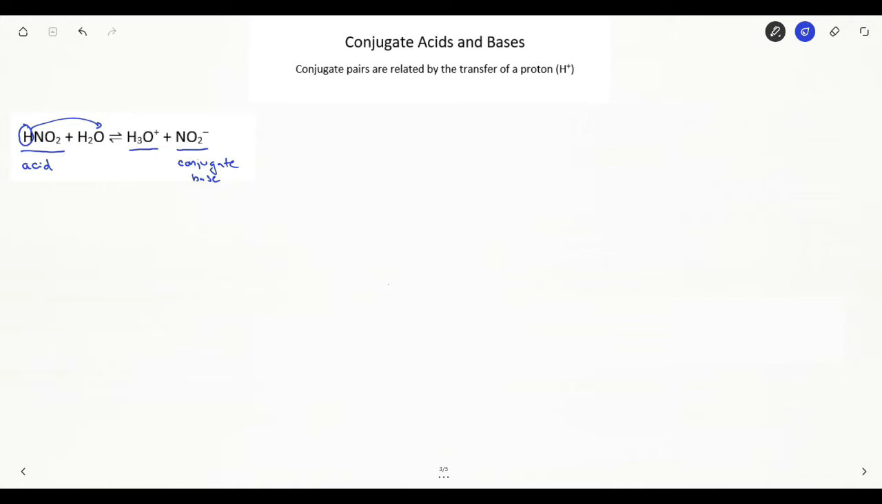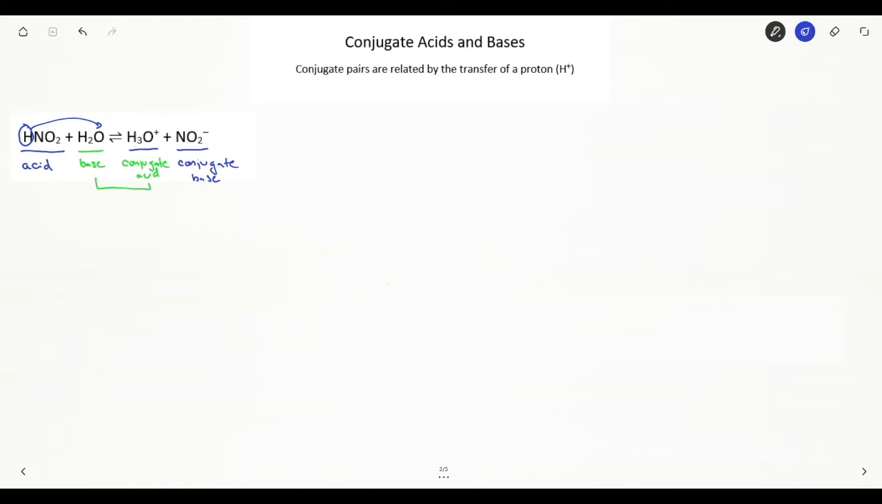We can do the same thing with our water molecule in this chemical reaction. Water, in this case, has accepted a proton. According to Bronsted-Lowry, this makes water a base. Once it has accepted that proton, it becomes the hydronium ion. That is its conjugate acid. Again, this pair is related by the transfer of a proton.